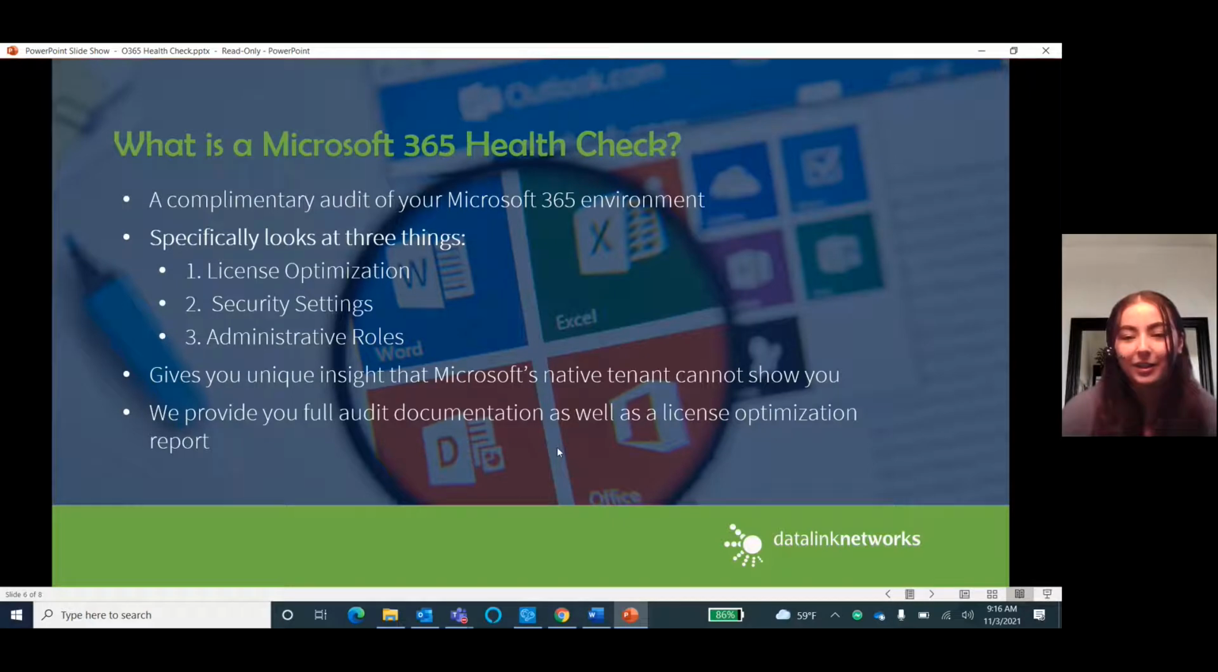So we're going to take a look at it from there, and just really putting all of the data and security settings from your native tenant into a platform where we can really analyze it better and tell you things that you might not have otherwise known. Part of what that is too is that we'll provide you with the full audit documentation with everything that we find, as well as a license optimization report that will detail what licensing you currently have, what's inactive, what's unassigned, and any specific recommendations that we would make to move from one license to another.